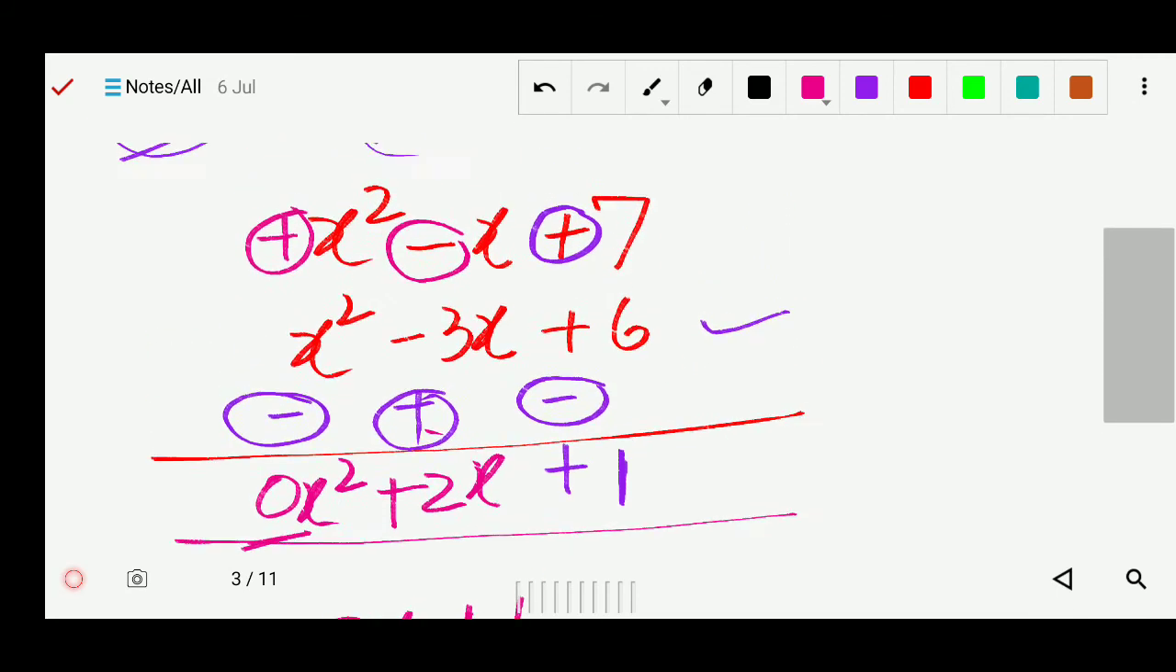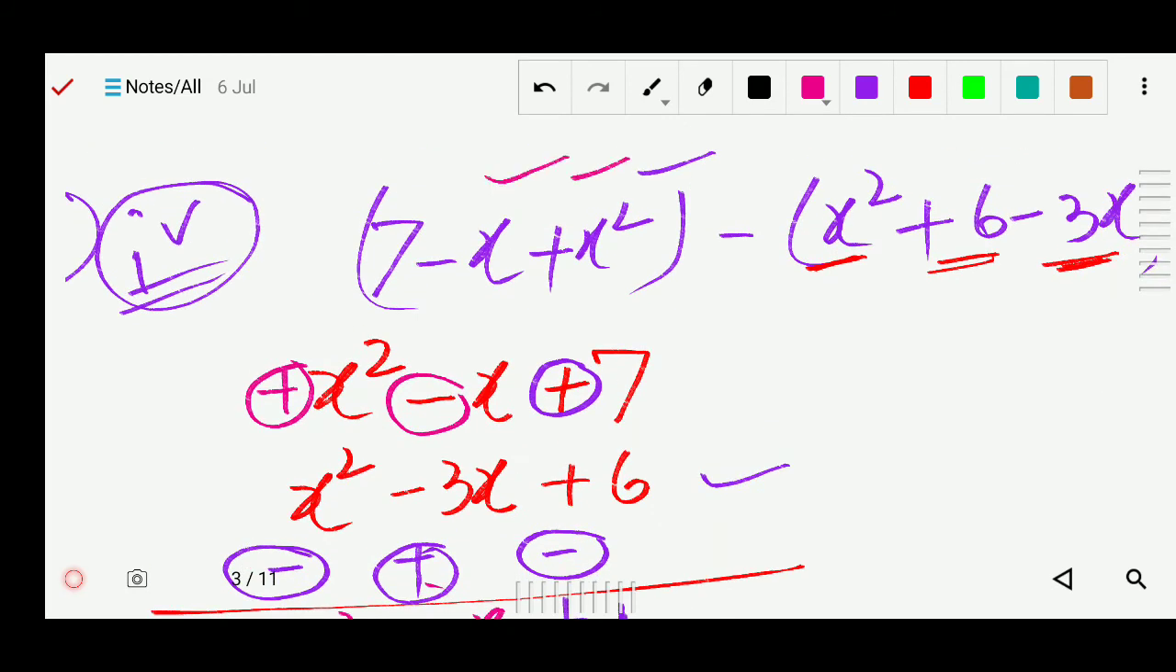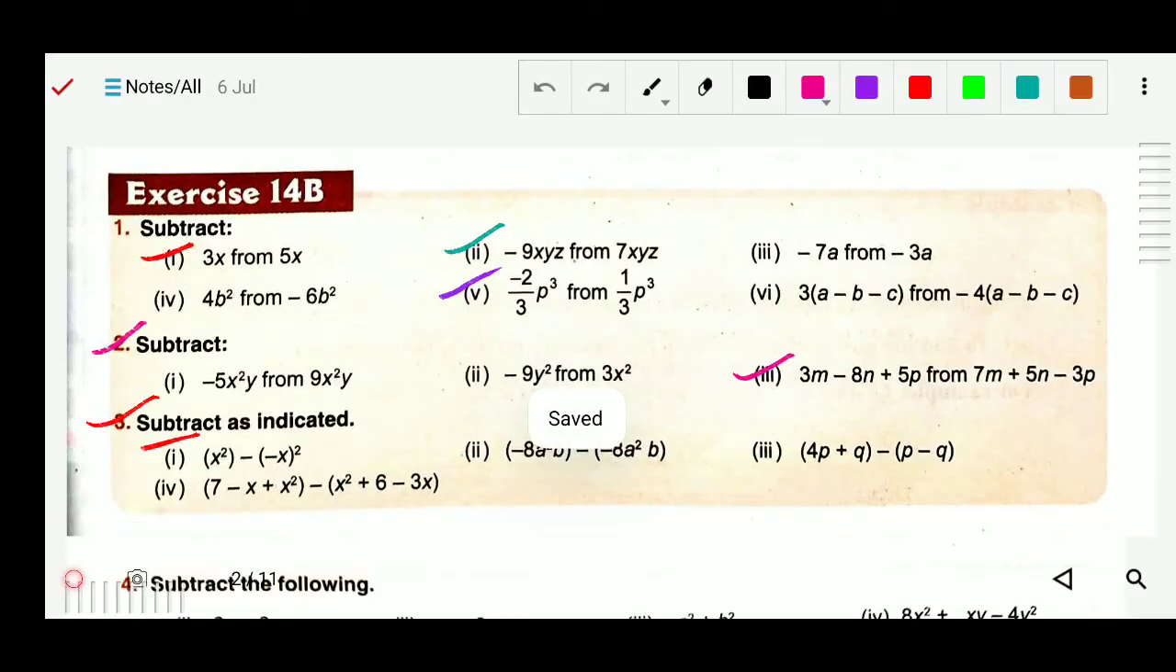Got it? So what we have done: it was not arranged in the standard form. So first we write in the standard form, then the like terms we write below each other. We arrange them column-wise for the like terms, and after that we perform the steps. Okay, this is about the subtraction question. So now let's solve question number 4. Let's see the next question.